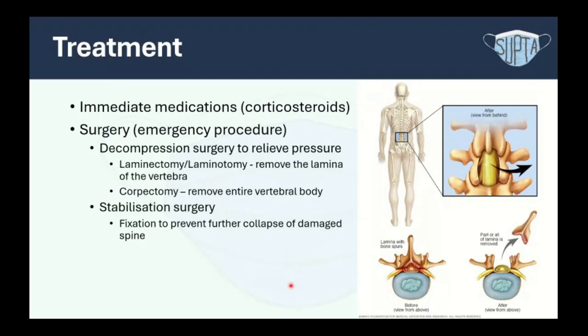And then if decompression surgery causes any instability, then fixation or stabilization surgery will be needed as well. That is basically when you join the vertebrae using screws and rods. It limits movement a bit, but it's better than having unstable vertebrae, which causes pain and can cause more damage when you're moving. So that's the surgical treatment that you get for that.